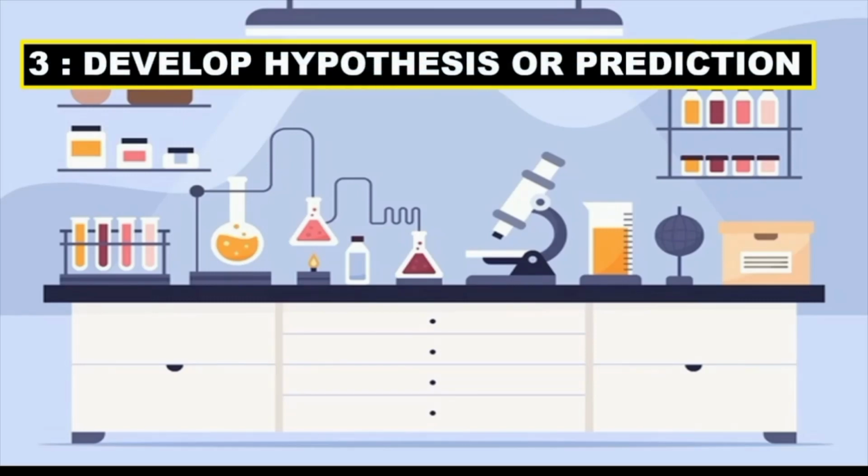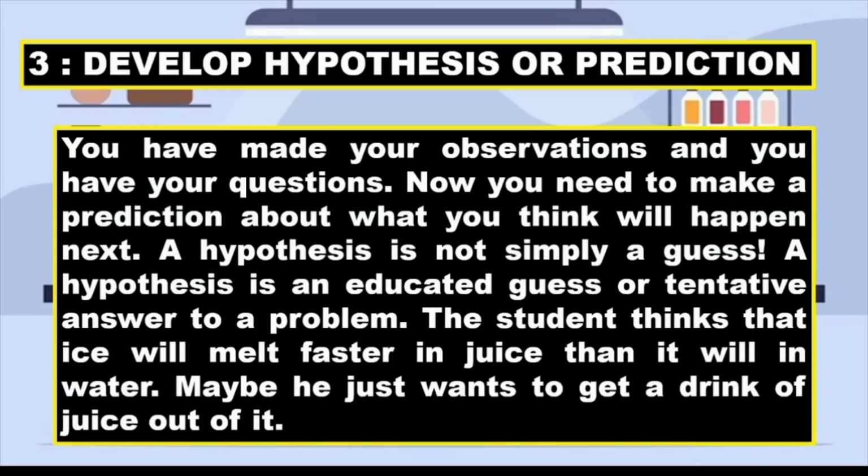Our third step is develop hypothesis or prediction. You have made your observations and you have your questions. Now, you need to make a prediction about what you think will happen next. A hypothesis is not simply a guess. A hypothesis is an educated guess or tentative answer to a problem. The student thinks that ice will melt faster in juice than it will in water. Maybe he just wants to get a drink of juice out of it.